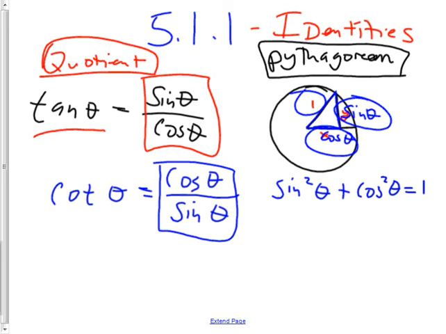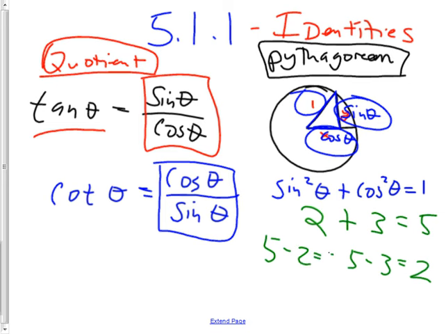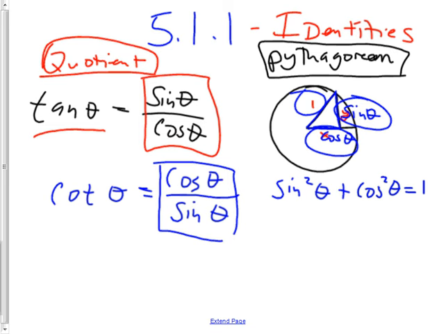Now, if this was simpler and it was like 2 plus 3 equals 5, wouldn't it also be true that 5 minus 3 is equal to 2? And 5 minus 2 is equal to 3? See what I mean? There's a whole family of things that can come from that. So same idea, if sine squared plus cosine squared equals 1, then it's also true, if I want to, I can say sine squared by itself would have to be what? Act like you're subtracting this from both sides. One minus cosine squared.